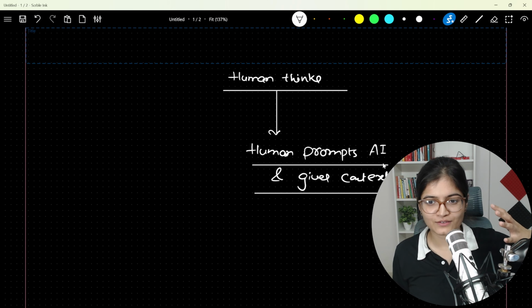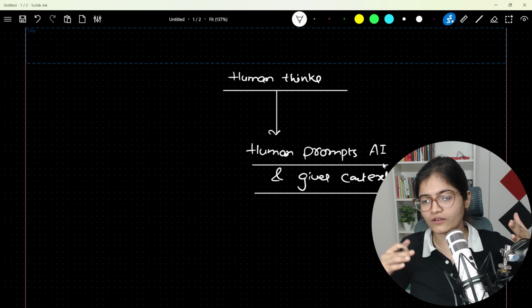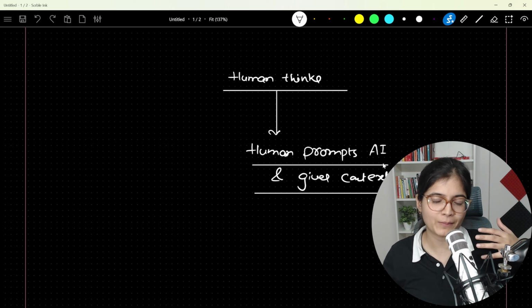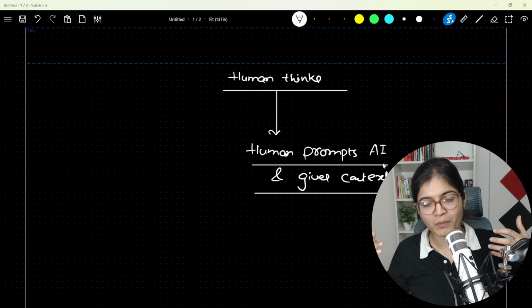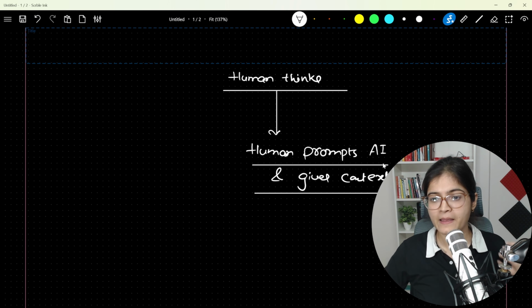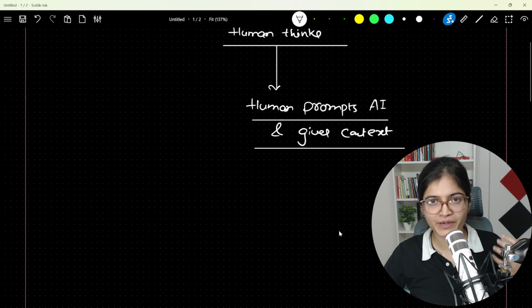Although as we are going into 2024, I think in the upcoming year these models will be so smart that they will be able to understand even though we provide lesser context. But still, giving an appropriate question is very, very important to get the appropriate result as well.